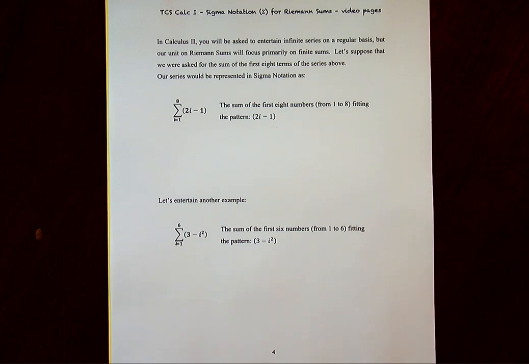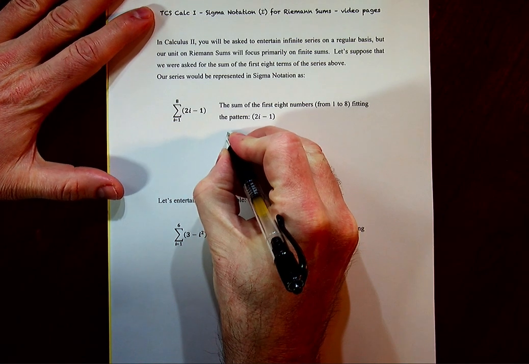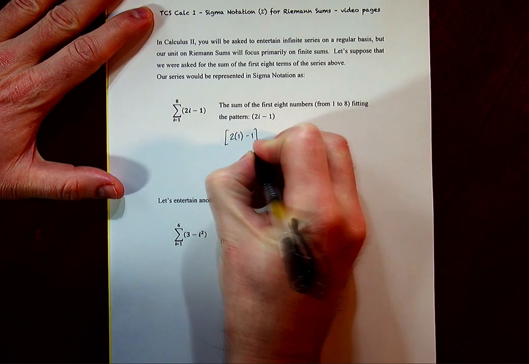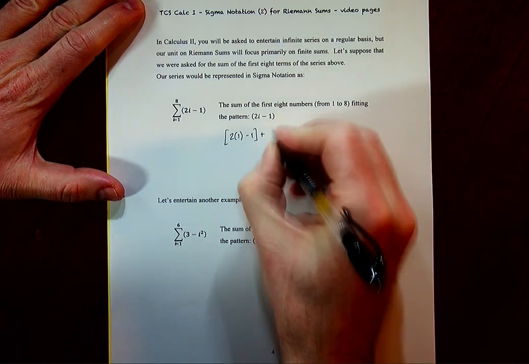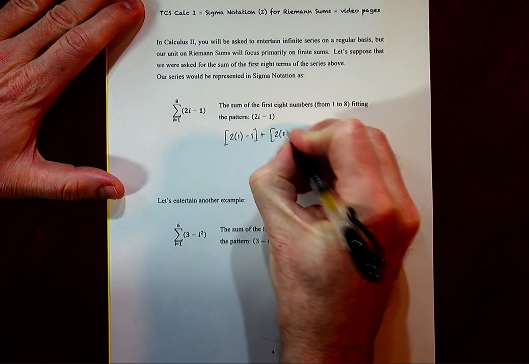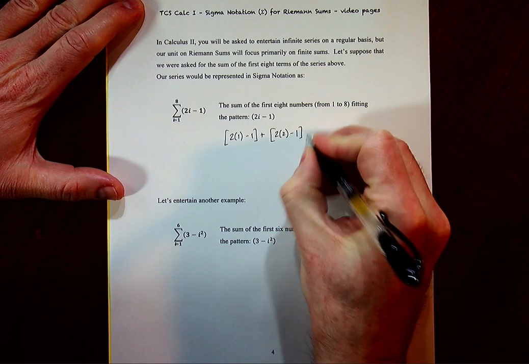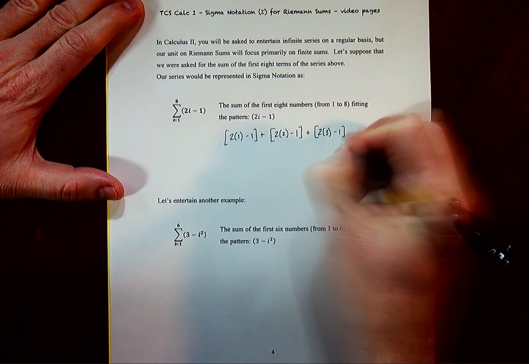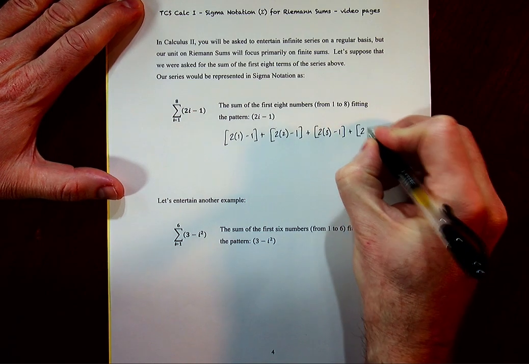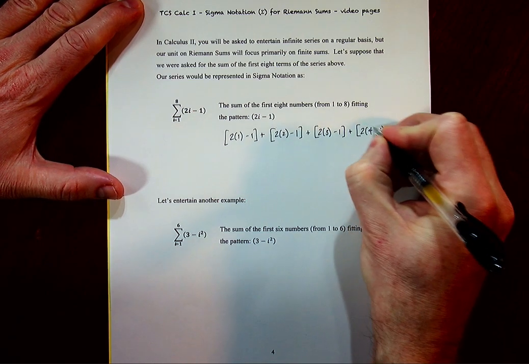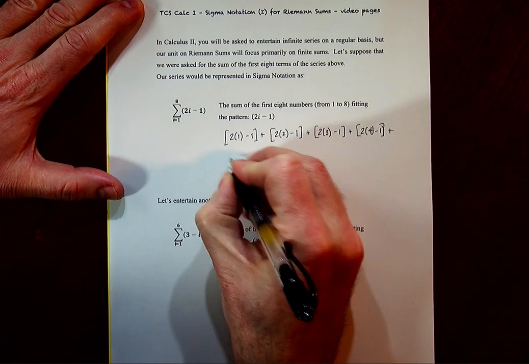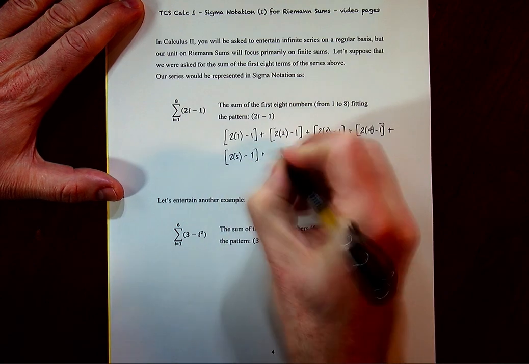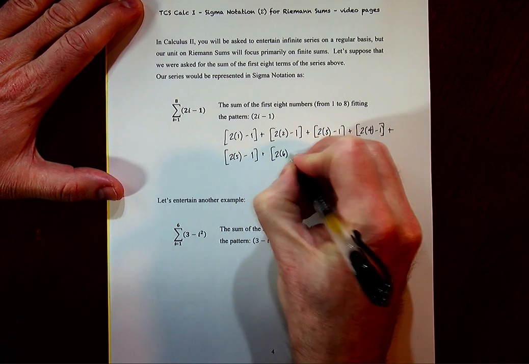I need to first plug in 1. So this winds up being 2 times 1 minus 1. And then I need to plug in 2. So it's 2 times 2 minus 1. And then I need to plug in 3. So it's 2 times 3 minus 1. And then I need to plug in 4. So it's 2 times 4 minus 1. And then plug in 5. And so it's 2 times 5 minus 1. And then it's 2 times 6 minus 1.